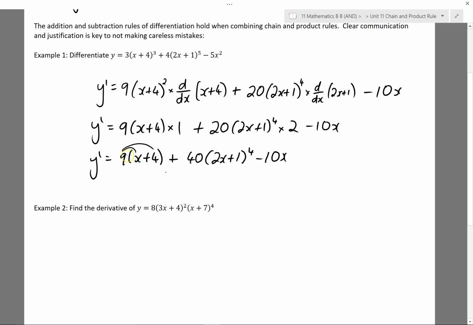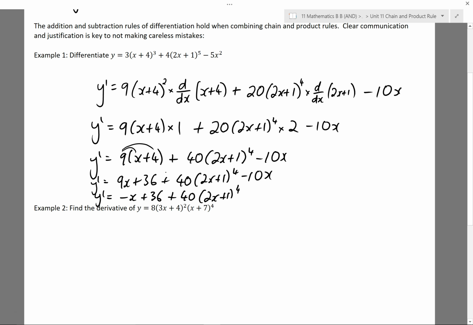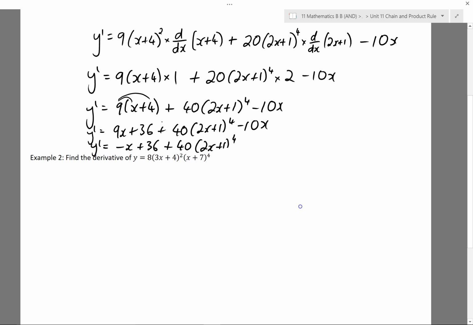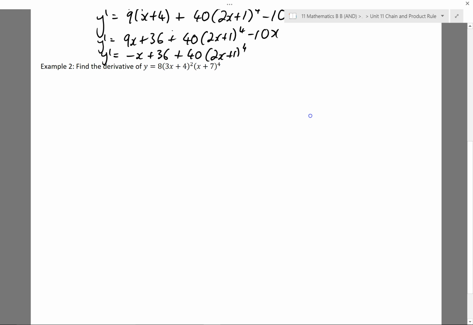I'll just do a little expansion here so that we can simplify and collect like terms with the 10x on the end. I'll end up with negative x plus 36 plus 40(2x plus 1)^4. And that's simplified. So there's nothing too scary, just use the rules as per usual.